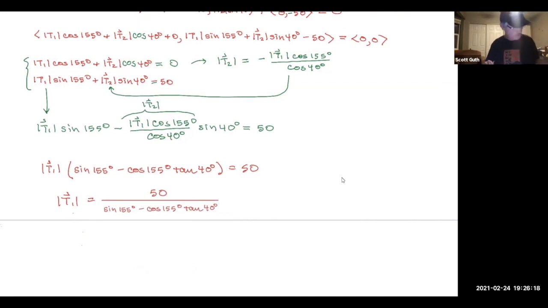Okay, and so you run the numbers on that. So that's T1. I got 42.3 pounds. Okay, and then taking T2 here and just evaluating, because at this point we know what the magnitude of T1 is, you can see the magnitude of T2 is exactly 50 pounds, which to me is crazy because that's the weight of the object that these things are holding up. So the individual tensions add up to a lot more than the weight that they're holding.